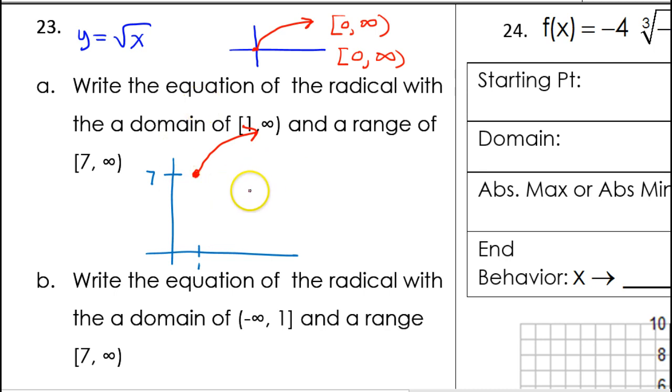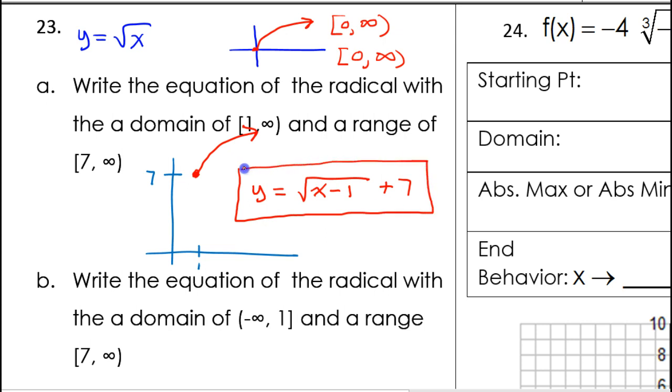Now, if we want the graph to be shifted in that way, let's think about how that will make the equation look. If a graph is to be shifted to the right by 1, we need an x minus 1 under the radical. It's sort of the opposite of what you would normally think. Minus 1 is shifted to the right 1. If I want the graph to be shifted up 7 like this, I would need a plus 7 on the end. So this would give me the correct domain and range. So this is one answer to this question.